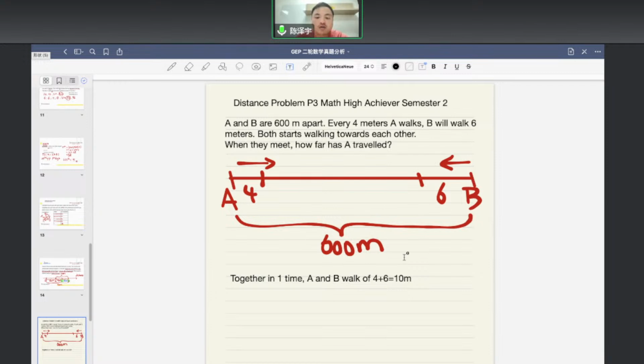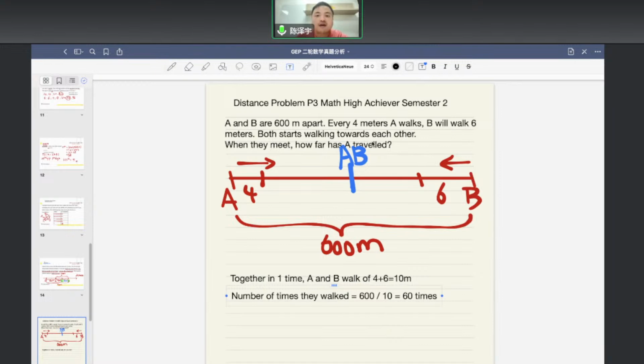And they walk 600 meters because eventually they will meet in the center where A and B can meet each other and say hi, right? So the total distance is still 600 meters in total. To find the number of times they walk, I can just use the total distance 600 meters divided by 10 meters to get 60 times. So they walk a total of 60 times.